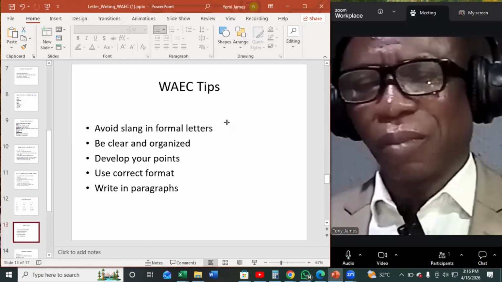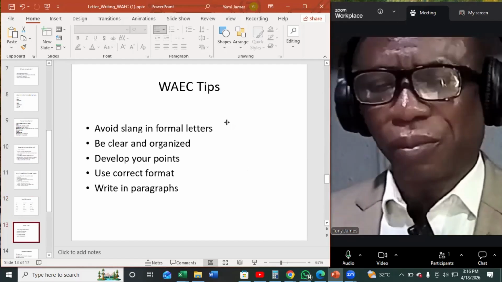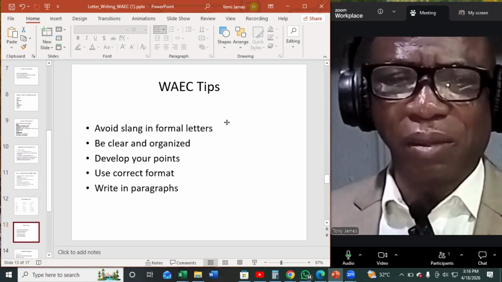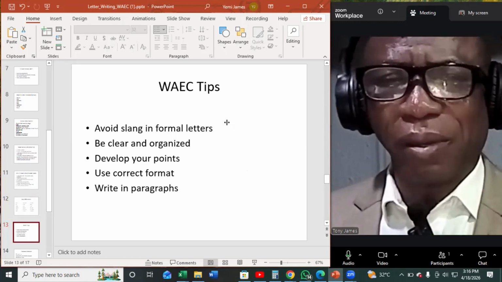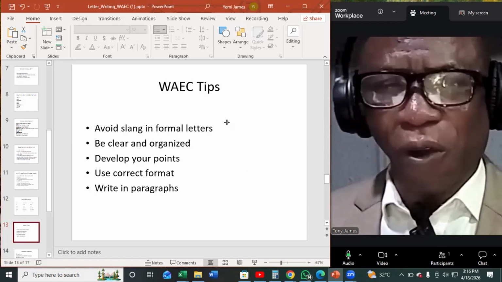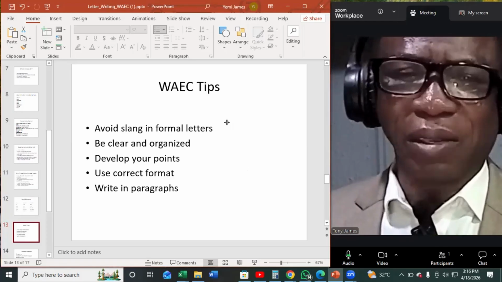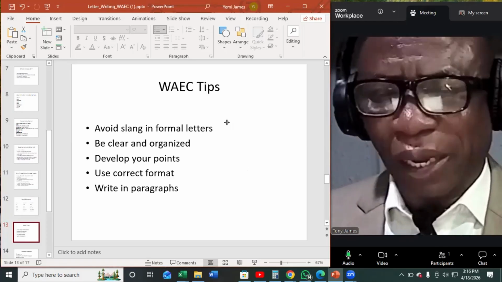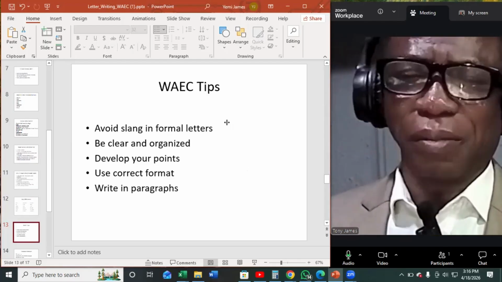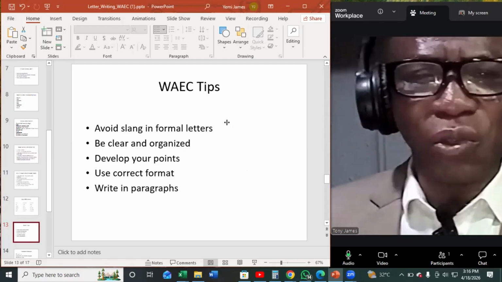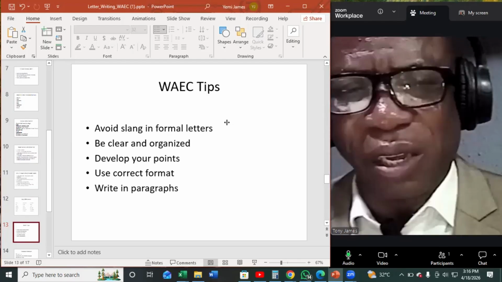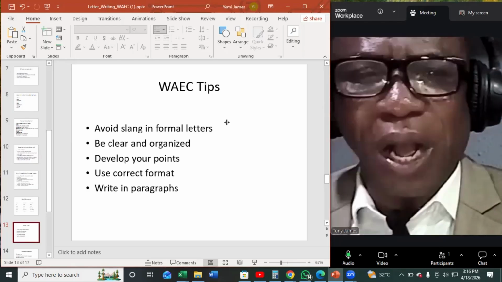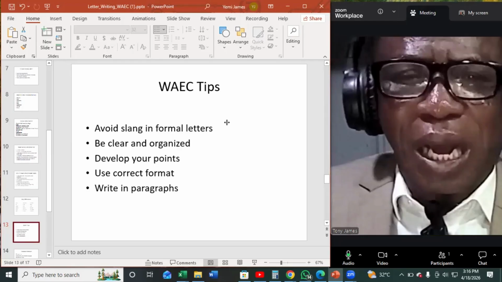Now let's look at tips. Why tips? What students should know. Guidelines provided by WAEC. Things WAEC will be watching for as the examiner marks your answer scripts. Number one, avoid slang in a formal letter. In formal letters, you don't use slangs or clichés or words that are not grammatical, that are not English.